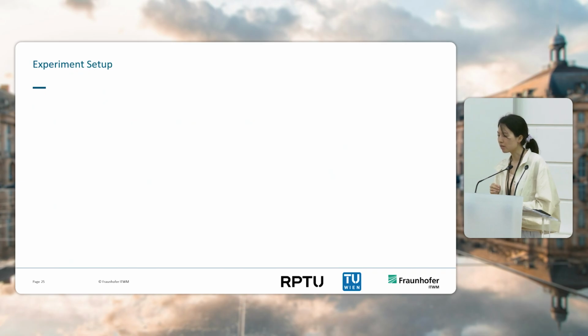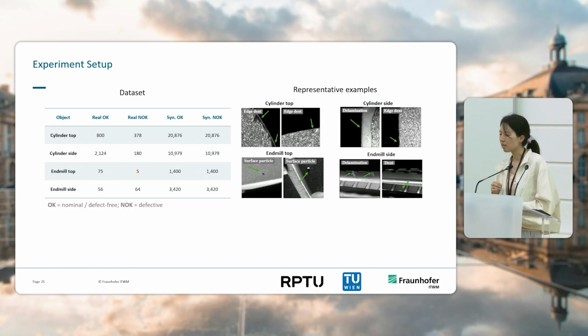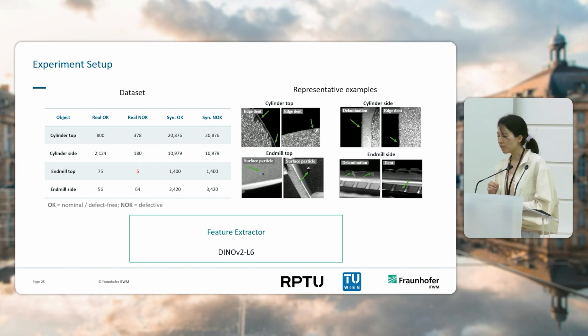For the experiments, we evaluate the method on 4 industrial objects. The amount of real data is limited, especially for the end mill top case, where we only have 5 real defective samples. For screening, we use the DINO backbone as the feature extractor. DINO is a widely used pre-trained foundation model for segmentation tasks. And the L6 is an intermediate layer that provides a balance between local detail and semantic abstraction.